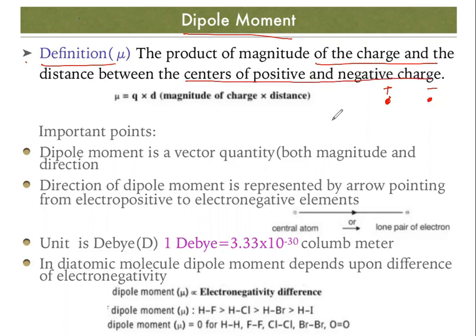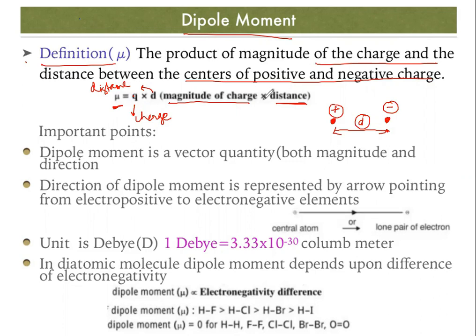Let's suppose two charges are created here. One is positive, another is negative. The product of the magnitude of charge and the distance between the centers of positive and negative charge. So this is the distance between the centers of positive and negative charge, D. So dipole moment mu is equal to Q times D, where Q is the charge and D is the distance. You can also state it as magnitude of charge into distance. So charge into distance is known as dipole moment.